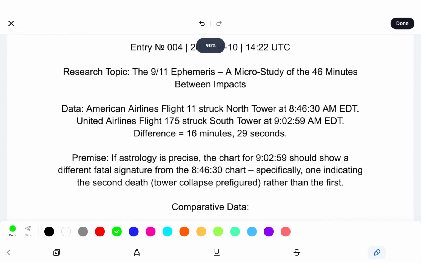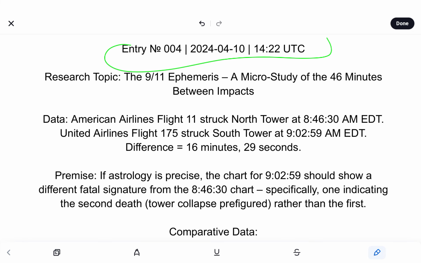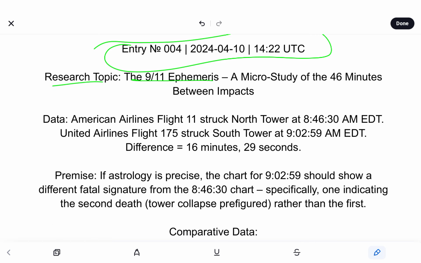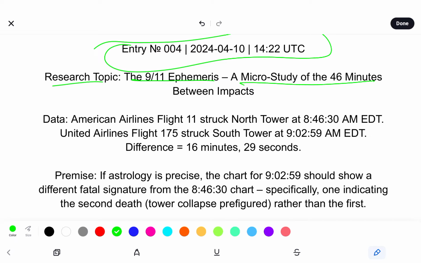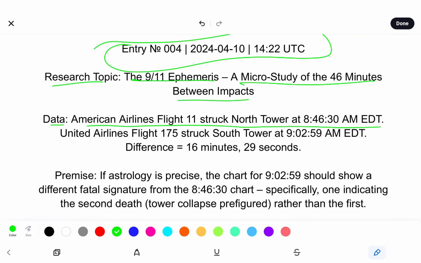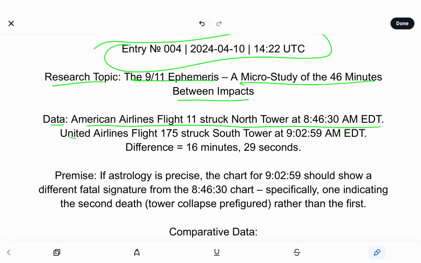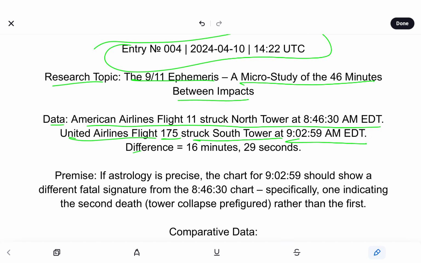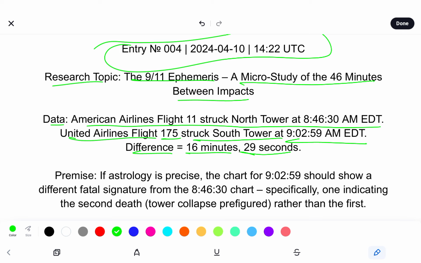Now, we're going to get into our fourth entry. We see April 10th, 2024, 1422 UTC was a research topic, the 9/11 ephemeris, a micro study of the 46 minutes between impacts. Our data: American Airlines Flight 11 struck the North Tower at 8:46:30 a.m. EDT. United Airlines Flight 175 struck the South Tower at 9:02:59 a.m. EDT. The difference is 16 minutes and 29 seconds.